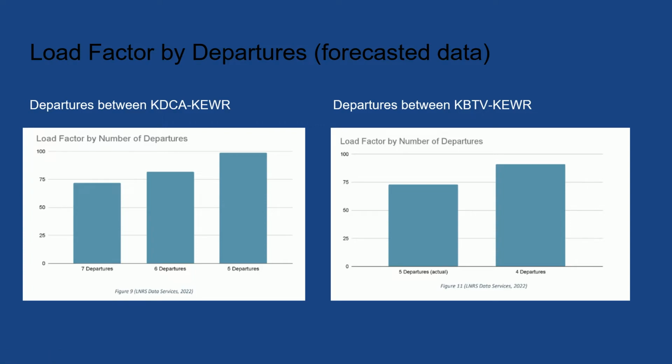When we look at the load factor by departures, this is theoretical forecasted information. We took the actual departures from Washington at 7 departures right now, and we were able to forecast where we would reach our maximum load factor. As we reduced departures, we theoretically increased load factor nearly to 100% at 5 departures.